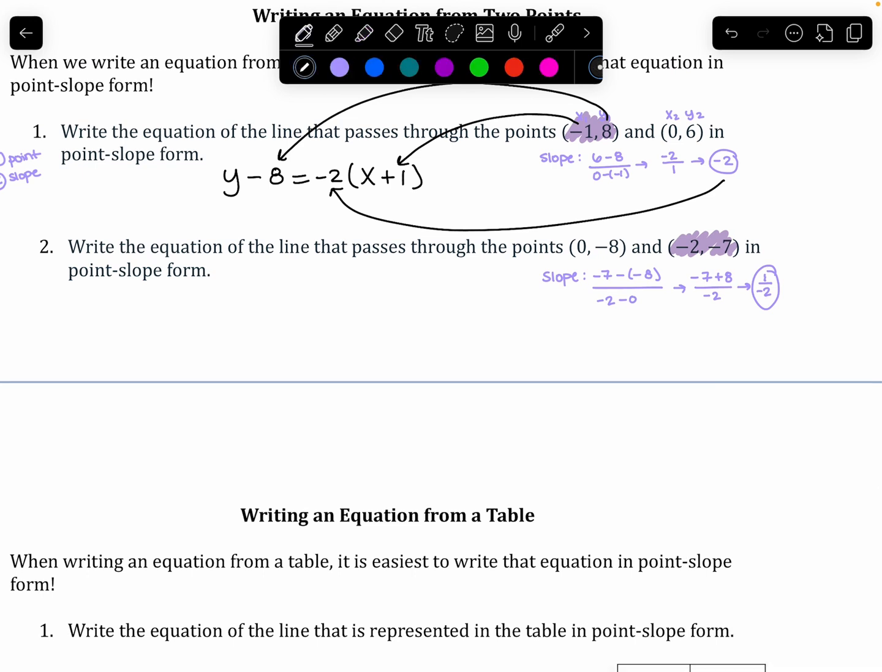And then again, you can use whichever coordinates you want. I'm going to use this one. Why? I don't know. I just am. I guess I'm just doing that one to show you that it doesn't have to be the first coordinate that's listed for you to use. You can use either coordinate you want.